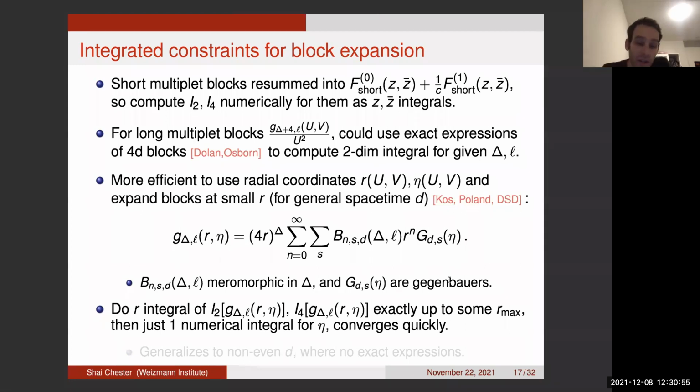Another advantage of doing this r and eta expansion is that if you want to do integrated constraints in dimensions other than 4, for instance 3, then you would actually be forced to use this r eta expansion. In 4D, we had the luxury of not having to use it; you could have used the exact blocks. But in general, you would have to use this r eta expansion. It's also just practically useful.